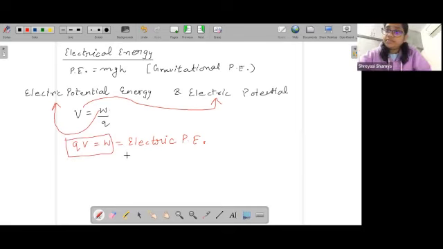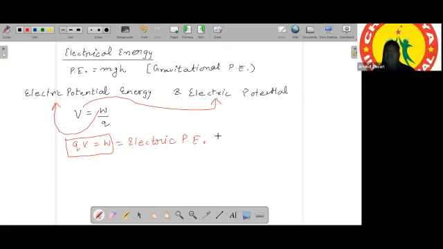I into T, right? As current is defined, I equals Q by T. So therefore, Q can be replaced by the formula I into T. So electrical energy will be given by the formula here, replacing Q by I into T. So you have the formula V into I into T, that is our electrical energy or electric potential energy.